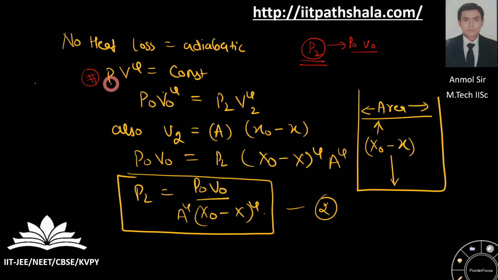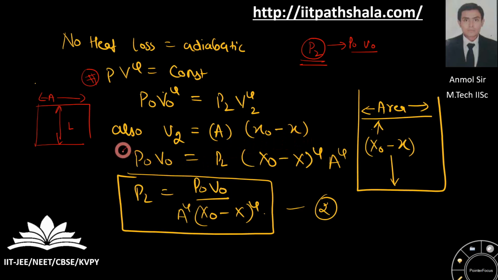So now just replace state 1 and state 2 in the adiabatic equation. State 1 says that P0 V0 raised to the power gamma should be equal to state 2, which is P2 V2 raised to the power gamma. As you know, volume is nothing but length multiplied by area. I can write my volume 2 as the area into the new length. The new length is nothing but the initial length minus the displaced length, because you are compressing.